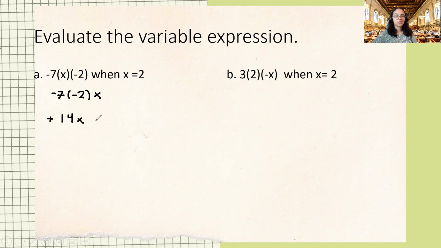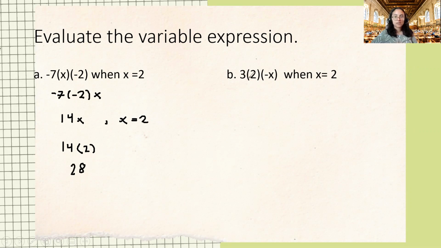Now I'm ready to substitute x is equal to 2. So I'll have 14 times 2. That will give me 28. Up here, I wrote the positive 14 just to make sure you understood that when we multiply negative numbers together, we get a positive result, but you could actually omit this. You don't need to write it because when there's no sign in front, we just know that this is a positive number. Okay, just like this, we know that this is a positive 28.